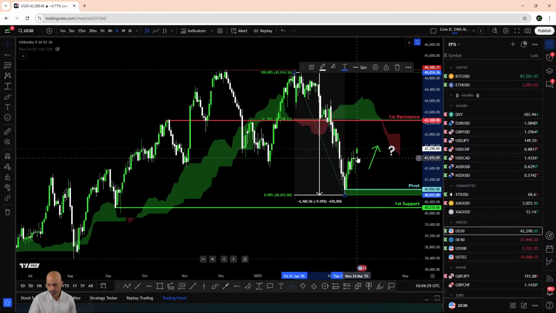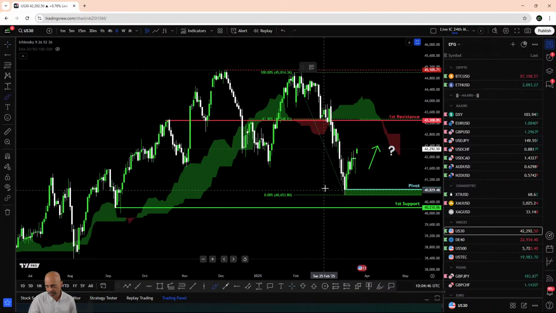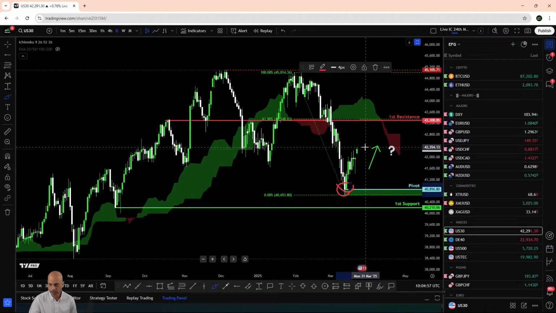But this index looks to have stabilized at around 40,900 and has rebounded quite strongly. We can see that US equity futures have gapped higher today and look to be pushing up as well. So if anyone's been long on US 30, especially after forming a nice swing low here, a nice trough formed in mid-March, 13th, 14th of March at around 40,900, it has climbed quite nicely.